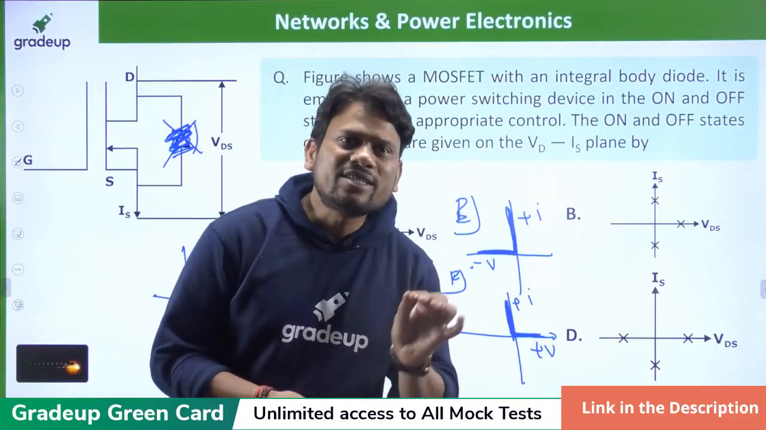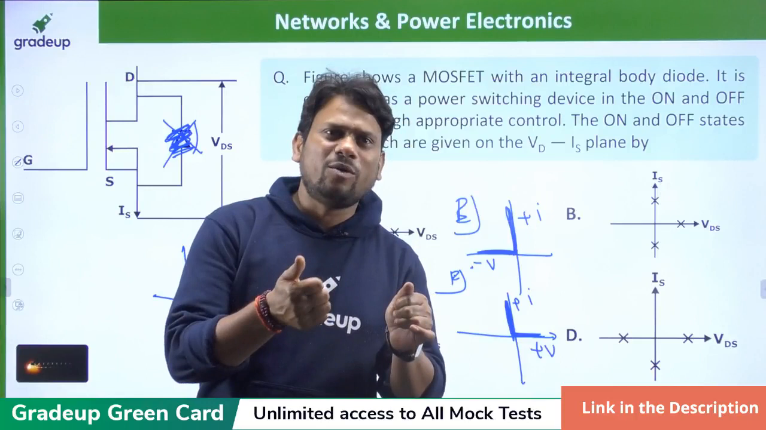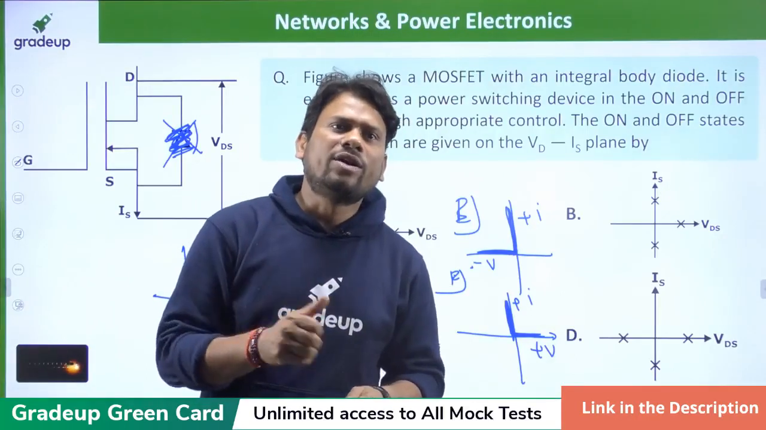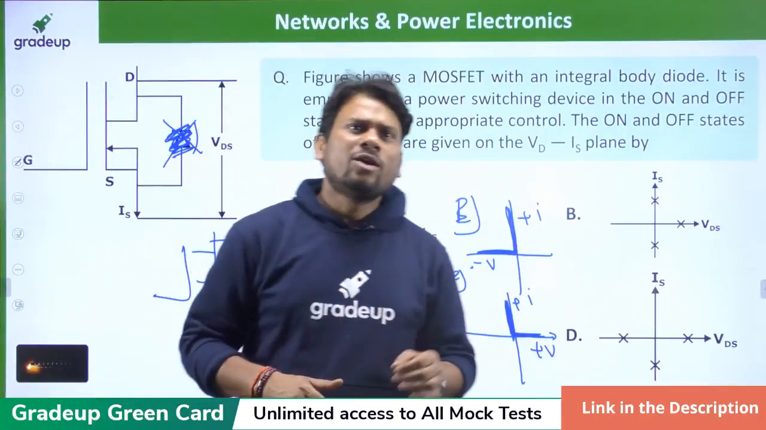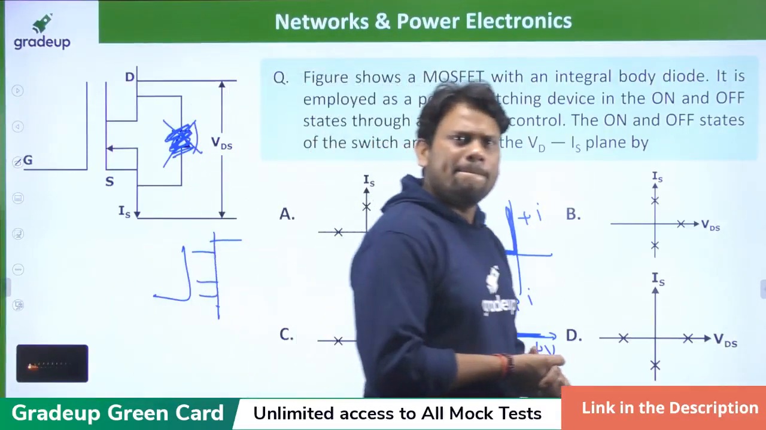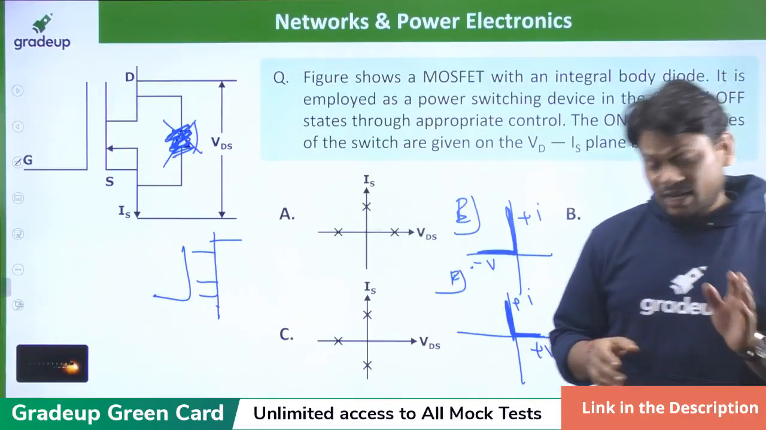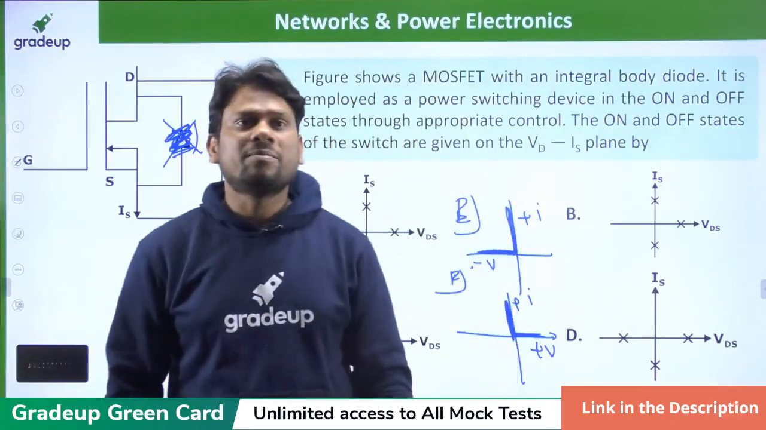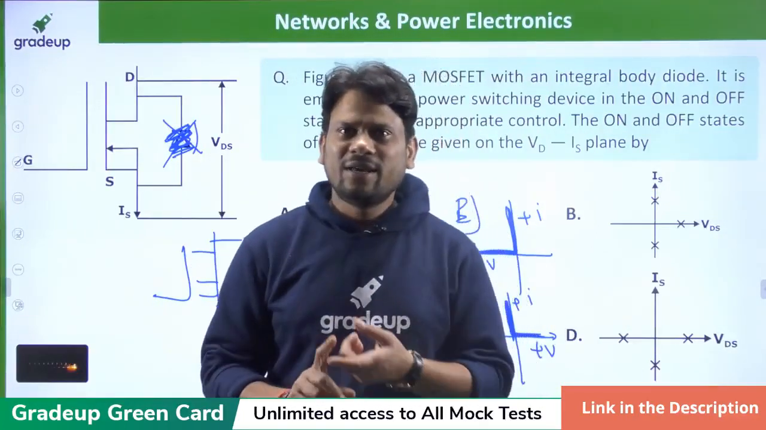Option A, same as B without I. Okay, like a BJT. Any other boy or girl? Anyone? F. Yeah, listen to me carefully. That is the thing, dear. Please listen to me carefully.